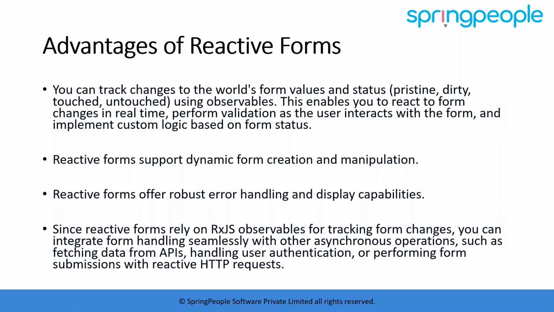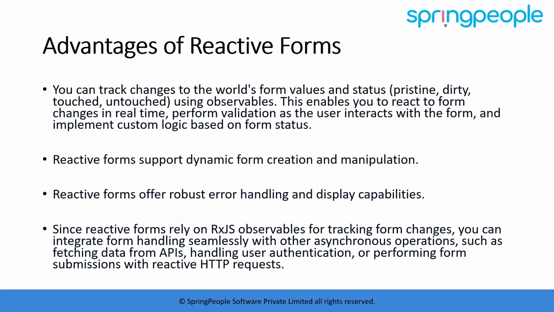You can also track the changes to the form values and status. You can check whether it is pristine, dirty, touched, untouched by using all these various observables that we have. You happen to see dirty and touched in that particular validations form that I showed you. So this allows you to react to dynamic forms basically. In real time, a validation is performed. It is not performed after everything is filled. It is performed on the dot.